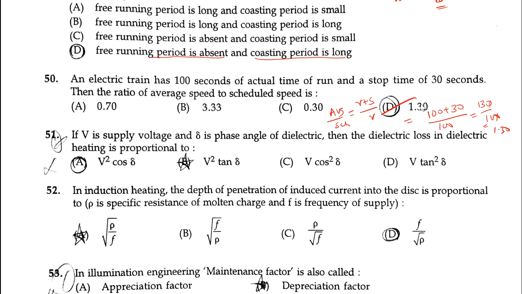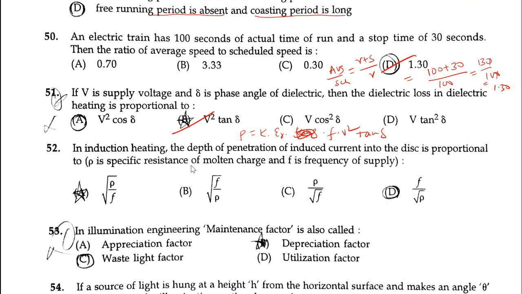Next one, if V is the supply voltage and delta is the phase angle of the dielectric, then the dielectric losses in dielectric heating are proportional to what? So P is proportional to K into epsilon naught into tan delta into F into V square. So V square into tan delta will be the answer here. So B.